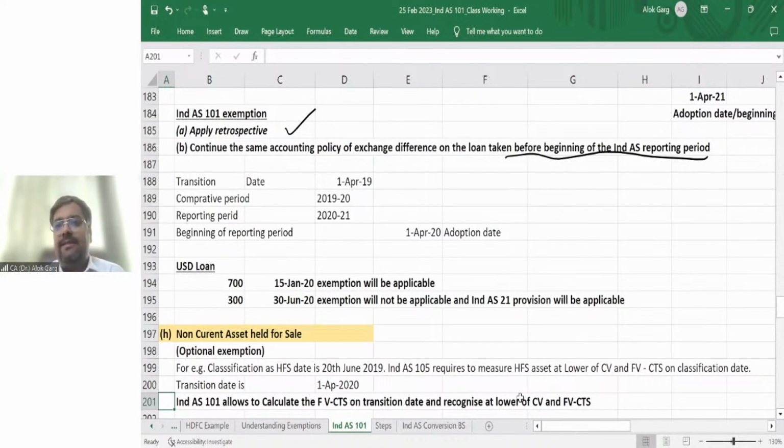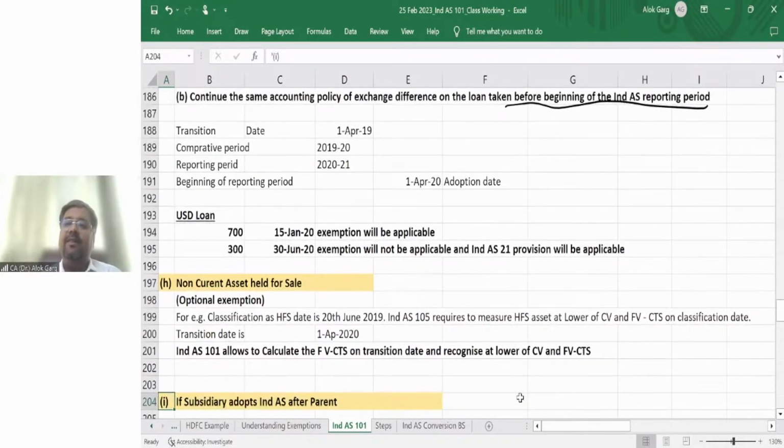Now the question arises, let's say the transition date is 1st April 20 and the company has classified a non-current asset held for sale on, let's say, 1st October 2019, right? So the standard requires that you compute fair value less cost to sell on the date of classification as held for sale, right? This is the requirement of Ind AS 105. What exemption has Ind AS 101 given?